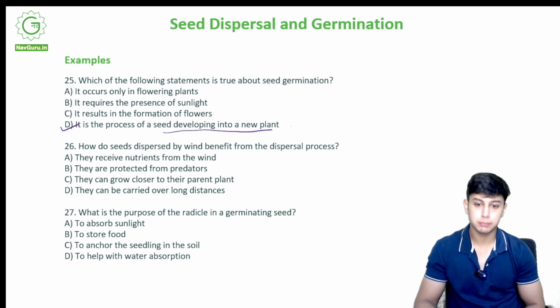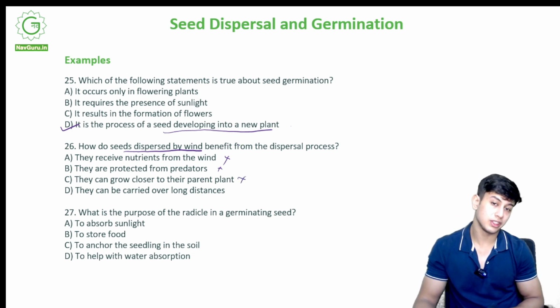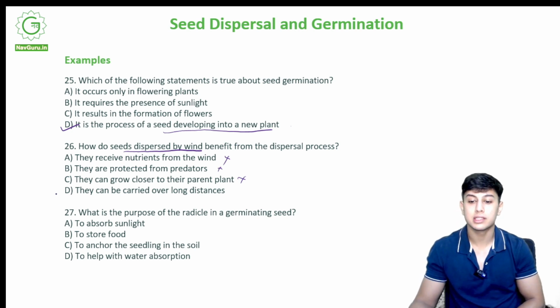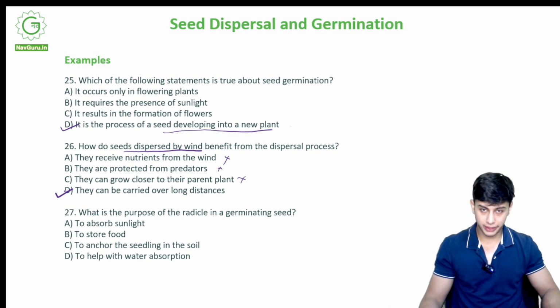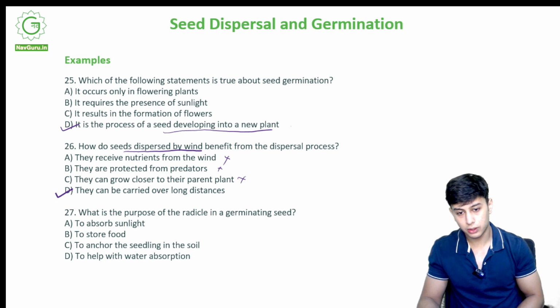How do seeds dispersed by wind benefit from the dispersal process? They receive nutrients from the wind. They are protected from predators. They can grow closer to the parent plant. No, if the wind is flowing, they will grow away from the parent plant. They can be carried over long distances. Now, this is the correct option. Why? Because they are very lightweight and wind flows over a long distance. So, they can be carried over long distances.